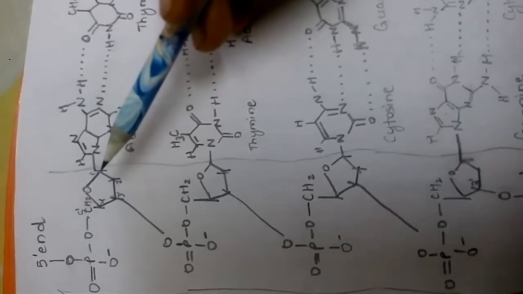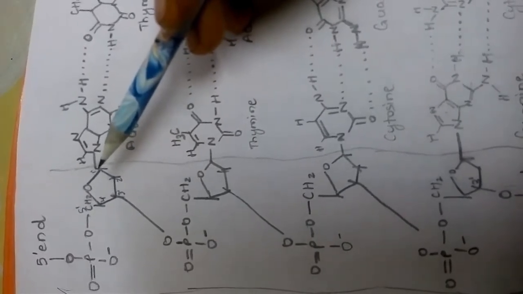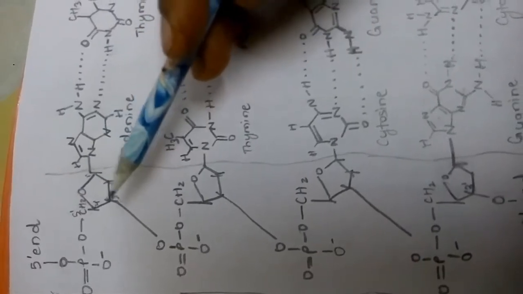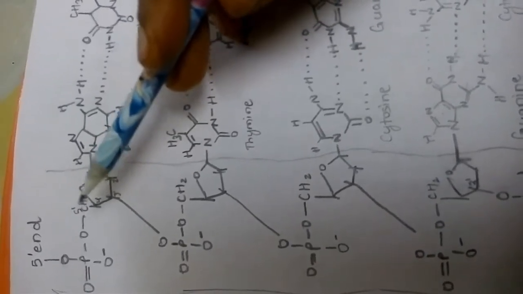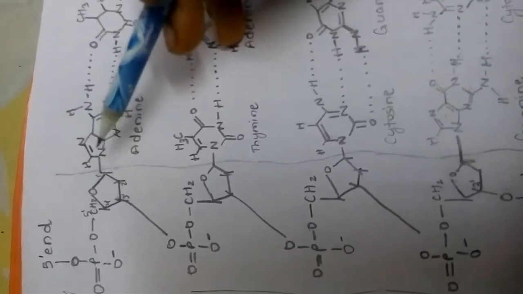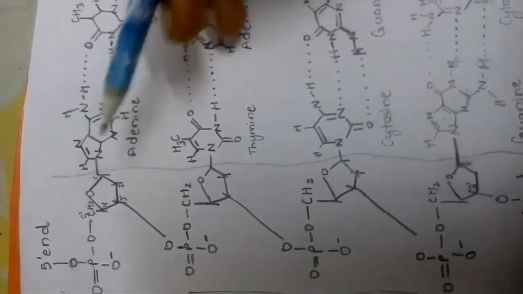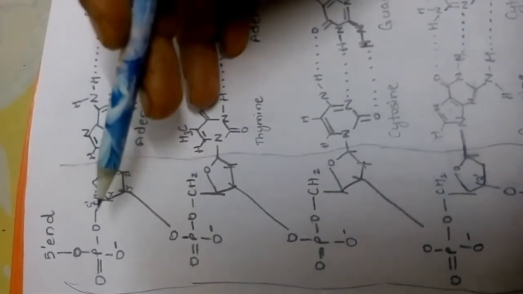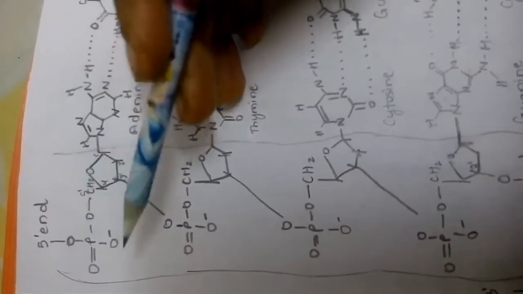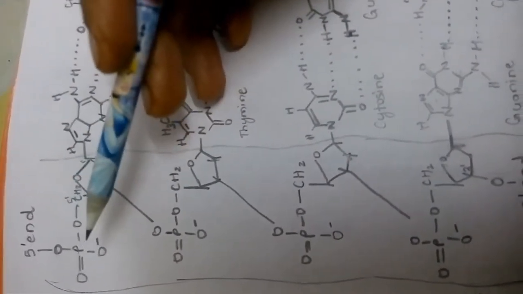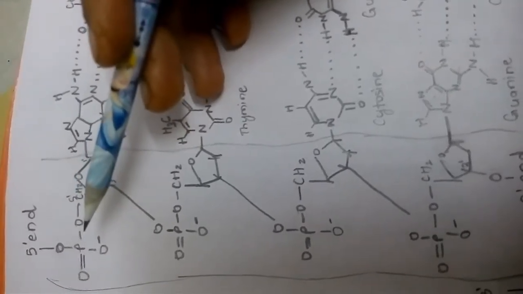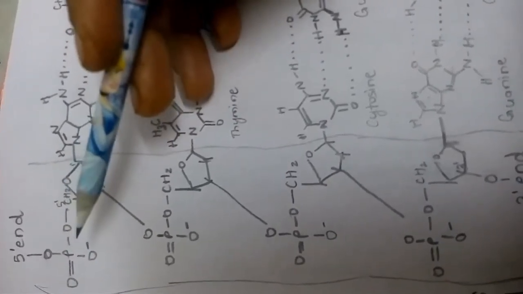Let's discuss in detail. The deoxyribose sugar has 5 carbons. Here it's the first, second, third, fourth and fifth carbon. To the first carbon, the nitrogenous base is attached, and to the fifth carbon, the phosphate group is attached. The phosphate group has a negative charge. That means it can give protons. That's why DNA is acidic in nature.